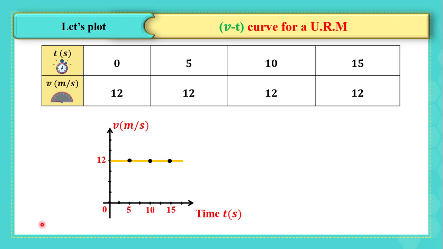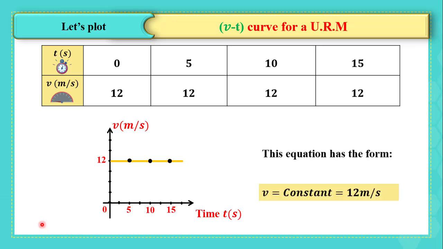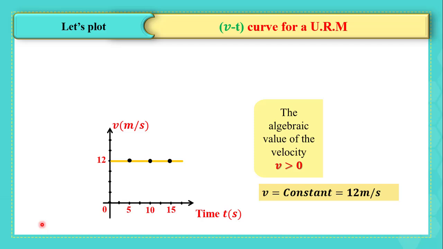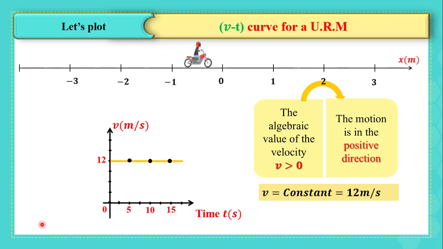This equation had the form v equal constant. In our case, it is equal to 12 meters per second. Since the algebraic value of the velocity is positive, then, as we have learned in the previous video, the motion is in the positive direction, which means that the VT curve for a uniform rectilinear motion in the positive direction is a horizontal straight line situated above the time axis.